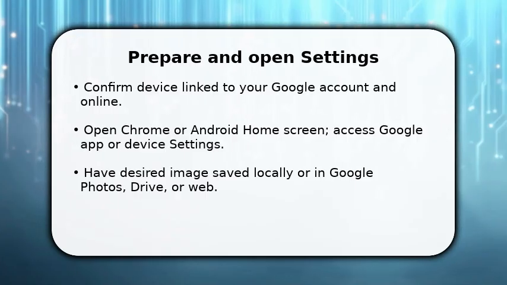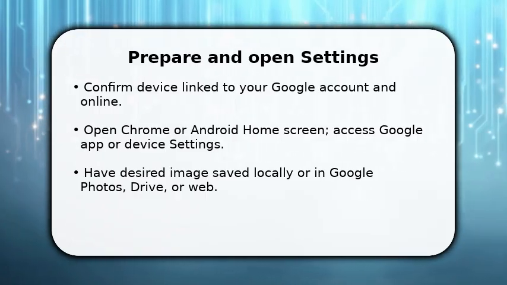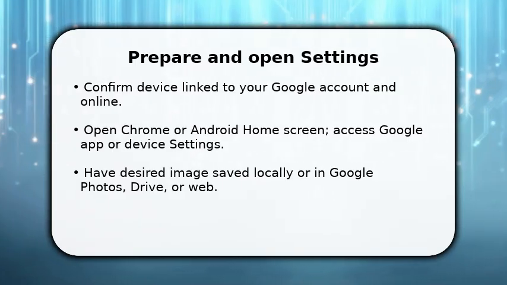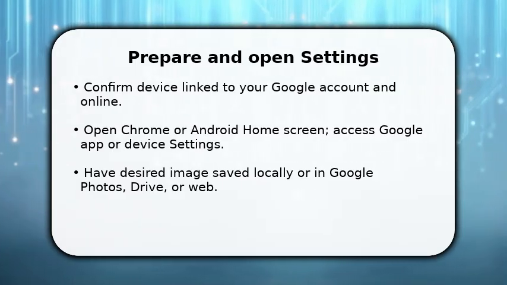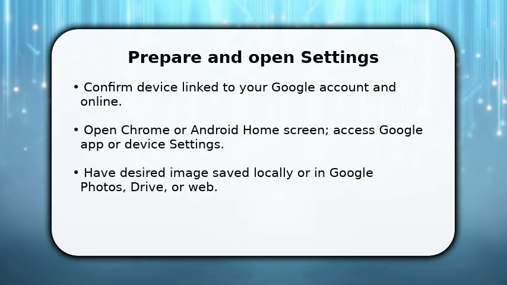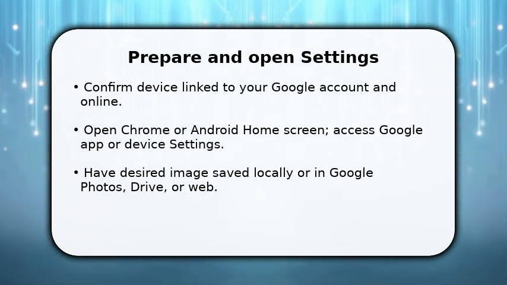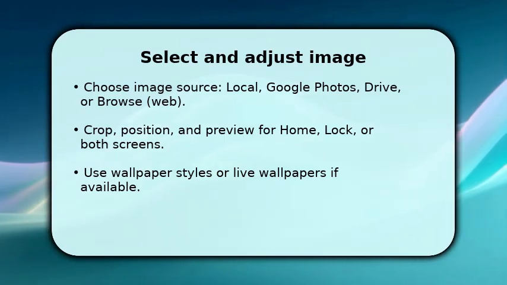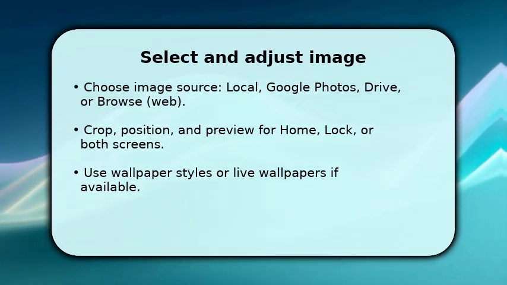Once done, pick whether you're using a local photo, Google Photos, Drive, or a web image so you can select it immediately when prompted. Now choose the source and tap the image you want. For Photos or Drive, navigate folders to find it. Tap crop or adjust so the focal point sits correctly for the screen ratio.